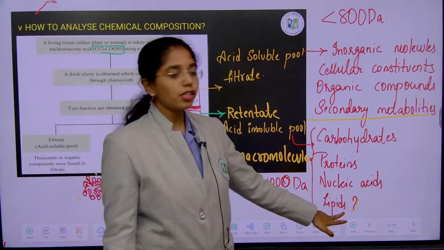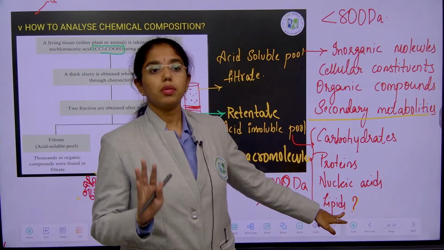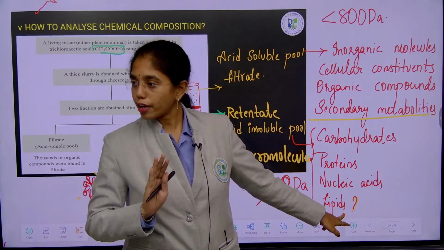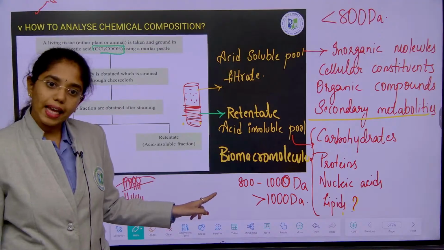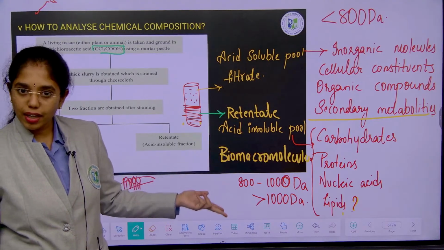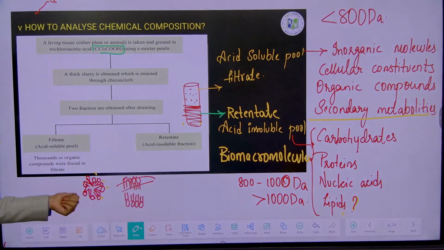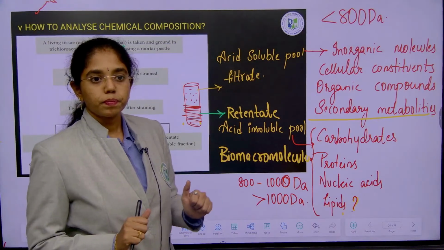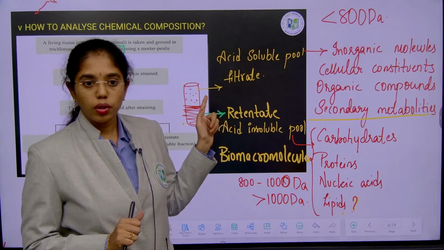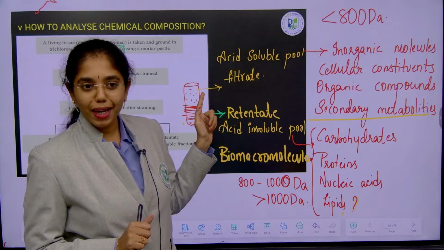In this, lipid is known as a false biomacromolecule. It's not a true biomacromolecule because its molecular weight is less than 800 Daltons. It is water insoluble because it turns up forming micelles. Remembered? Clear, right? Where do you see secondary metabolites? Acid soluble pool. Where do you see primary metabolites?